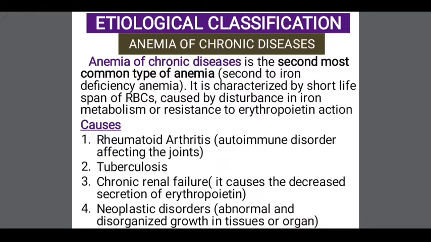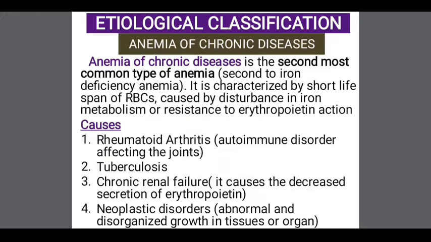Okay, so what causes anemia of chronic diseases? Number one, we see rheumatoid arthritis, which is an autoimmune disorder affecting the joint. So rheumatoid arthritis can cause the anemia of chronic diseases. Number two is tuberculosis. Number three is chronic renal failure, which causes the decreased secretion of erythropoietin. Don't forget that erythropoietin is secreted by the kidney. So when there's chronic renal failure, it causes the decreased secretion of erythropoietin.